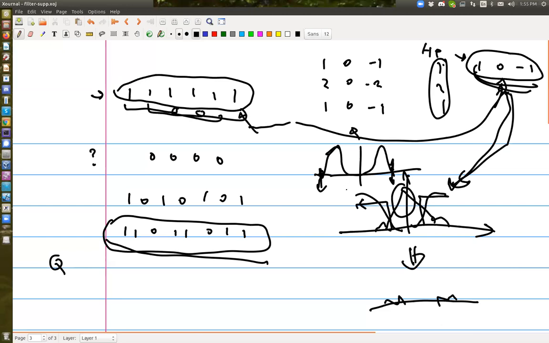My question is, I have this filter here, and I have this signal here. If I apply this filter on this signal, what will be the output?